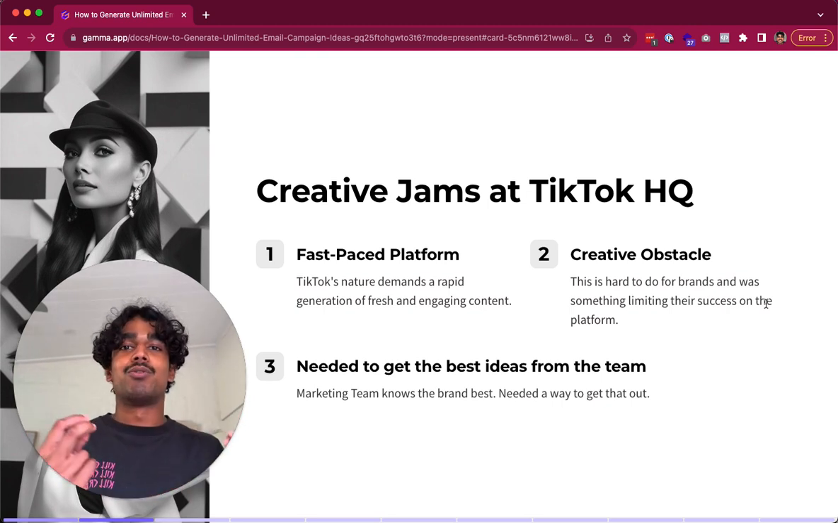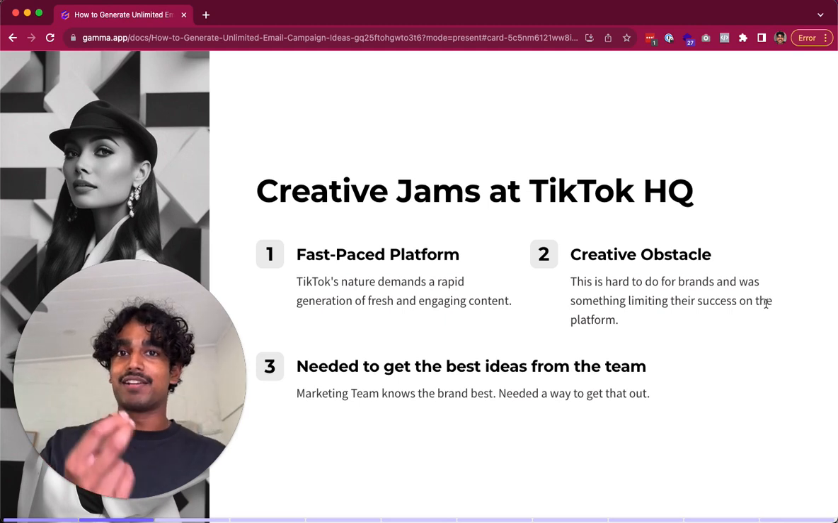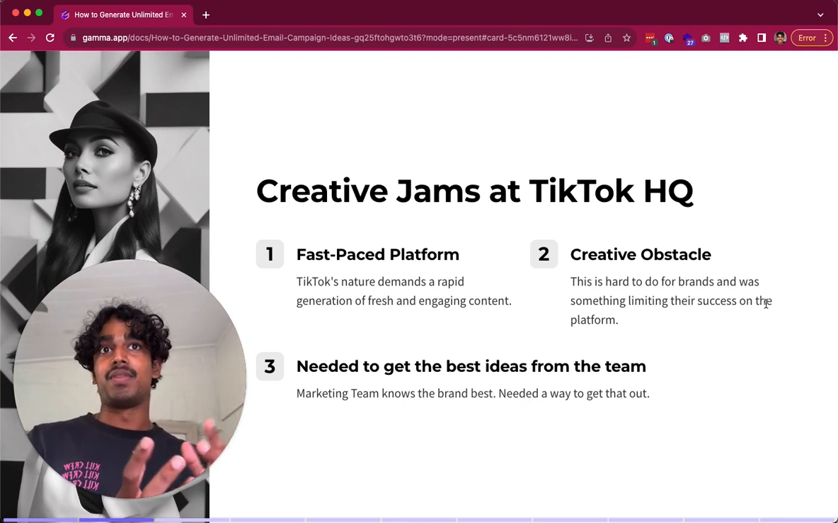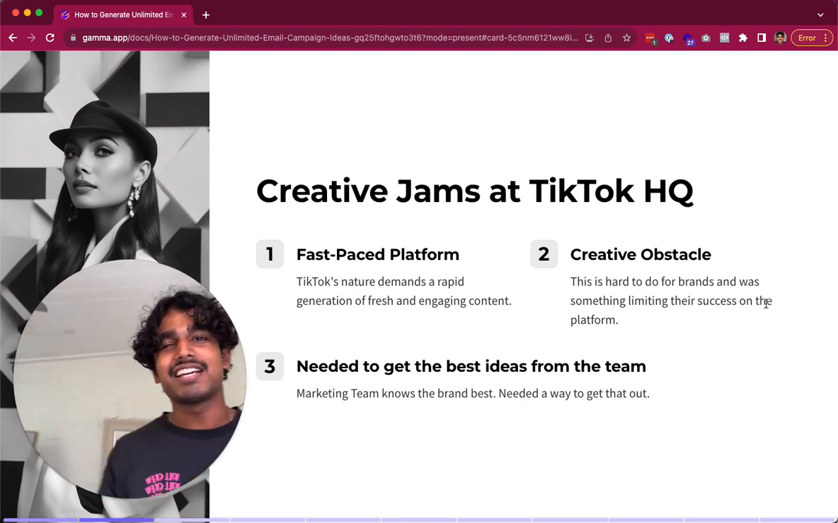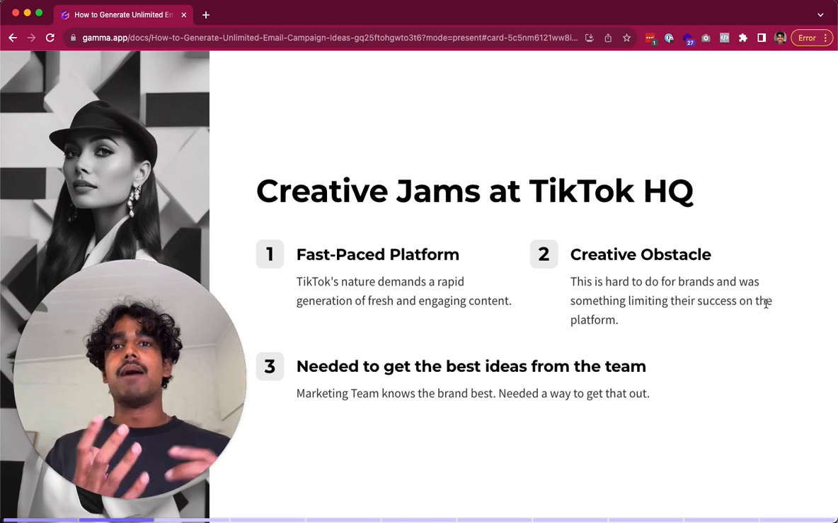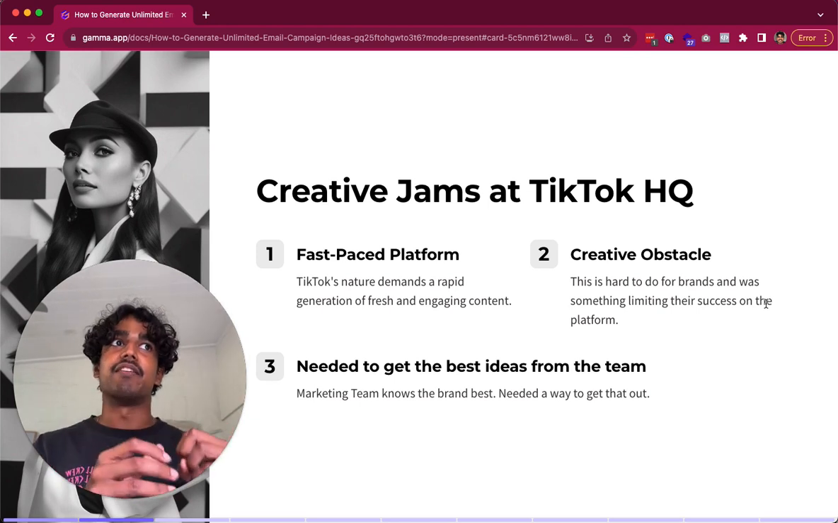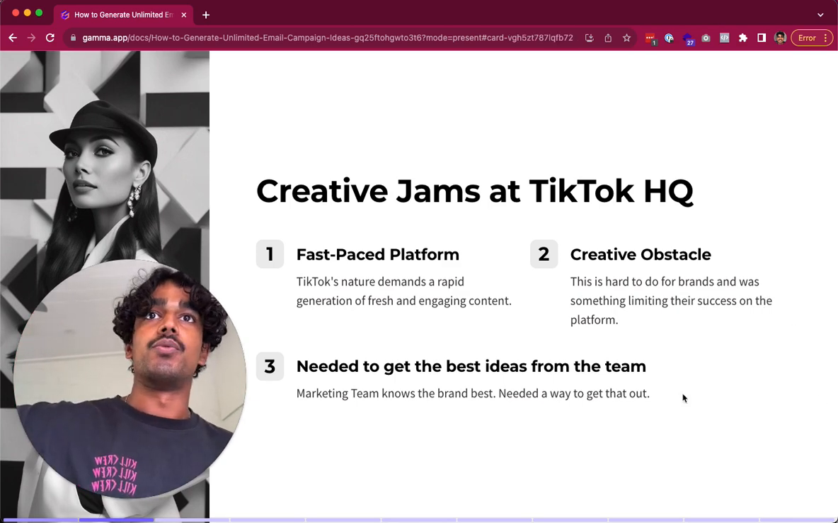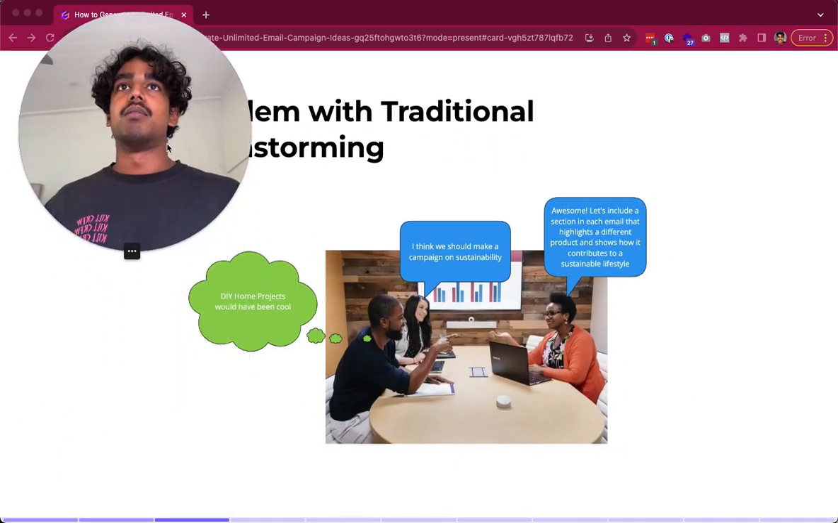So on some level, we needed a way of empowering the teams to actually come up with ideas on their own. So what we do is we'd run a creative jam with them. So that's what we're going to do. It's essentially kind of a brainstorming session, but it's different because it fixes a lot of the challenges of traditional brainstorming.